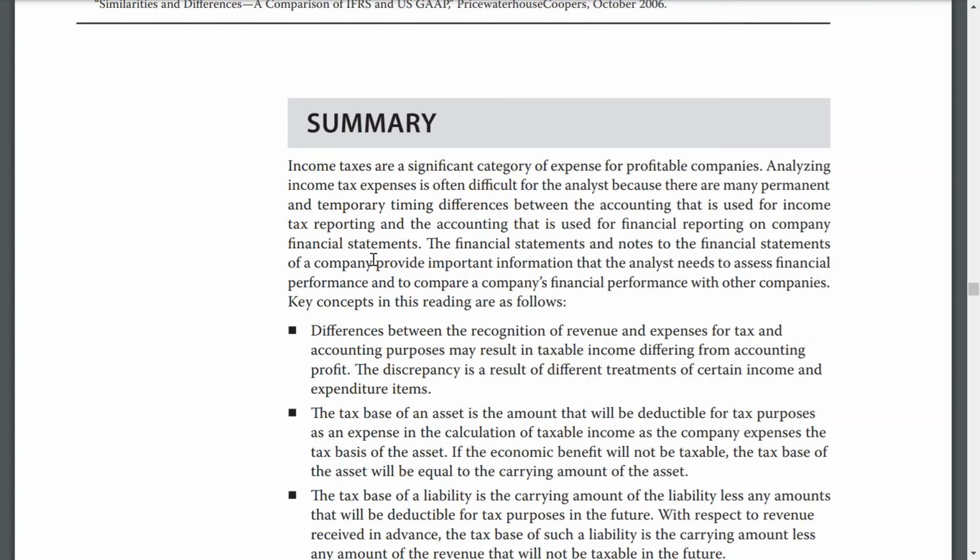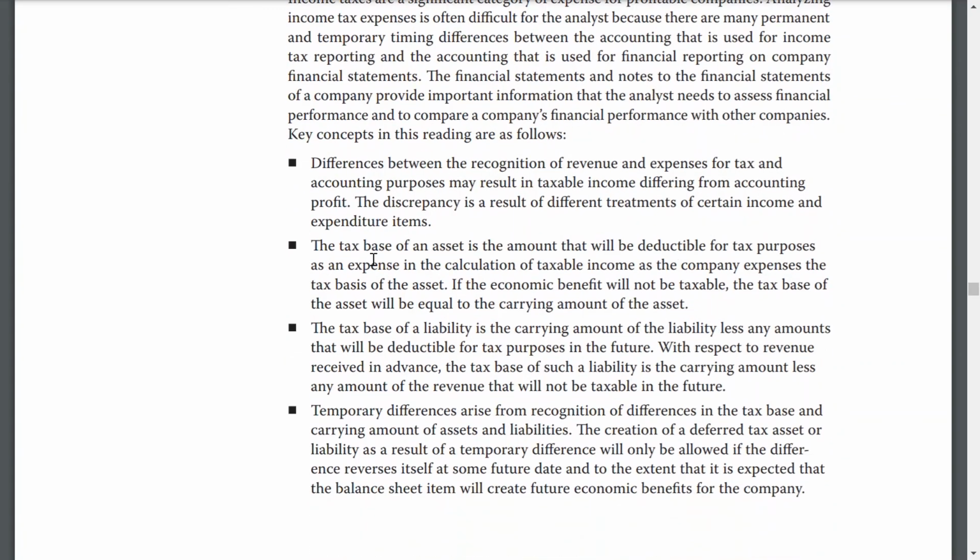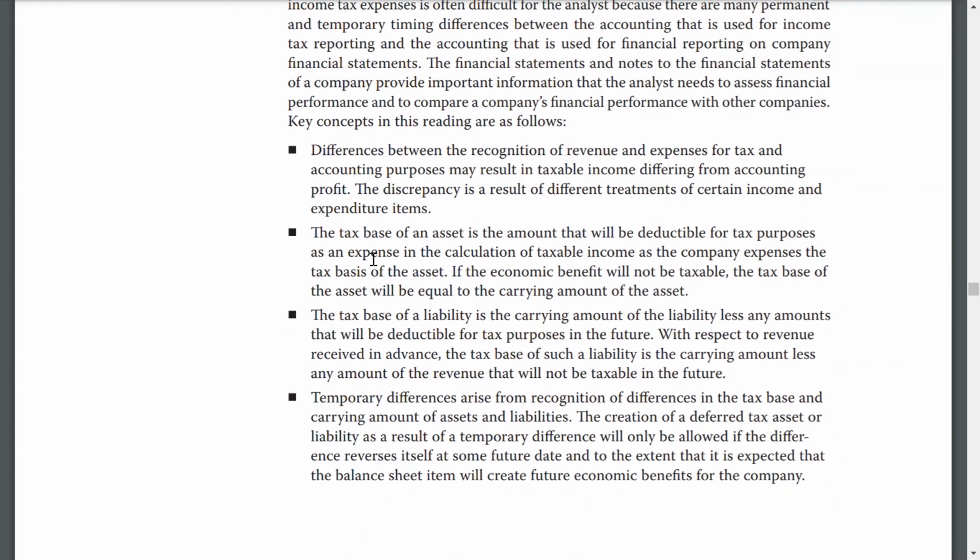The financial statements and notes to the financial statements of a company provide important information that the analyst needs to assess financial performance and compare a company's financial performance with another company's. The key concepts of this reading are as follows. Differences between the recognition of revenue and expenses for tax and accounting purposes may result in taxable income differing from accounting profit. This discrepancy is a result of different treatments of certain income and expenditure items.